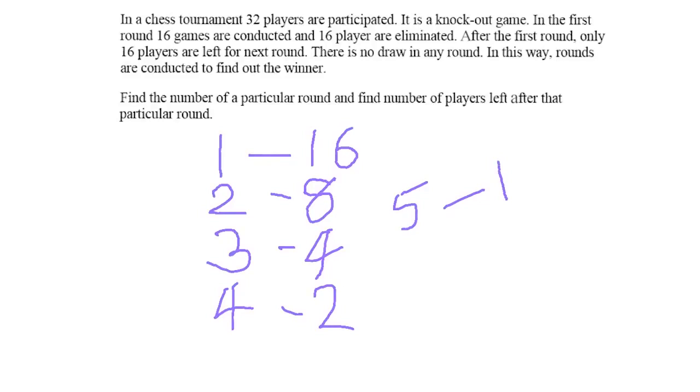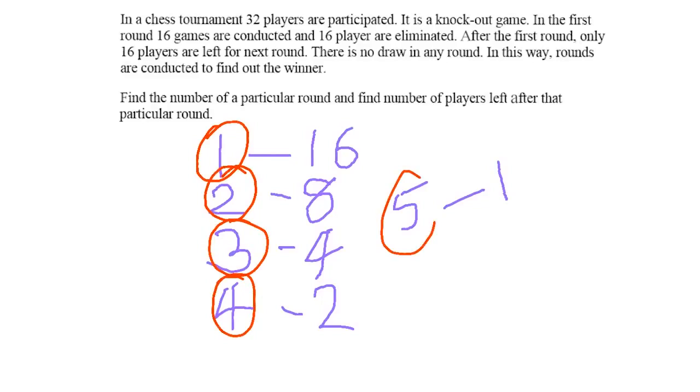Now the question is to find the particular round, and to find the number of players left at the end of that particular round. The rounds are 1, 2, 3, 4, 5. This is the first round, second round, third round, fourth round and fifth round. So for the first choice, we have 5 options. They are first, second, third, fourth and fifth. After the fifth round there is no play. For the second choice, we have 5 options. They are 16, 8, 4, 2, and 1.